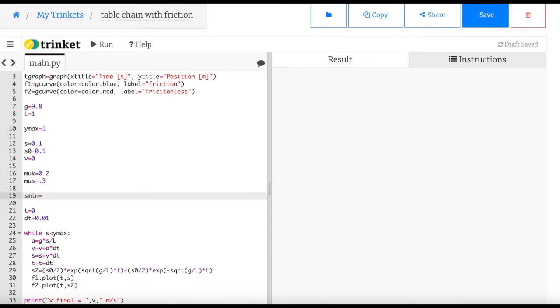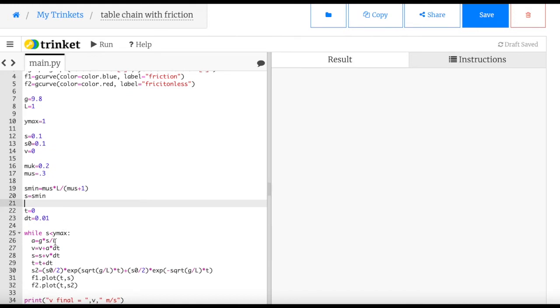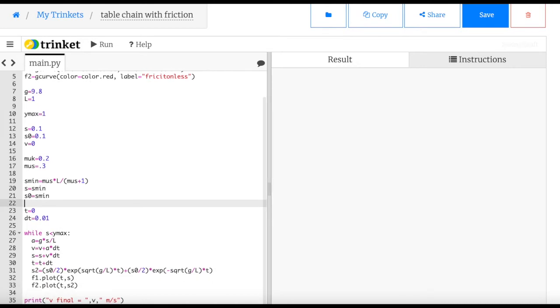So this is from my calculation. It's mu S times L divided by mu S plus 1. That's the minimum. And let's just set S equal to that. S equals S min, and S2 I calculate. And that's called that S0 equals S min. I know that's dumb. But you do dumb things sometimes, and that's okay.